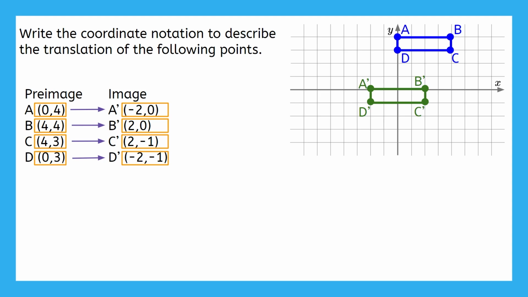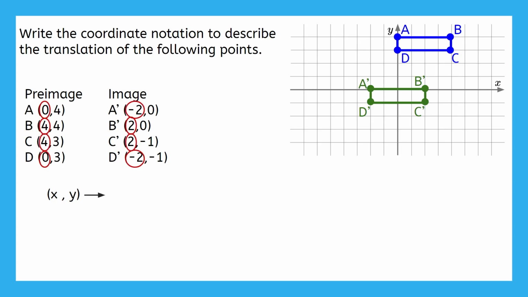y values. Let's write the coordinate notation for this. We know that we started with an x value and a y value for each of the points in our pre-image. So, once again, we write that as x comma y in parentheses. Then, we draw an arrow to write what happened to x and y. So what happened to all the x values when going from our pre-image to our image?